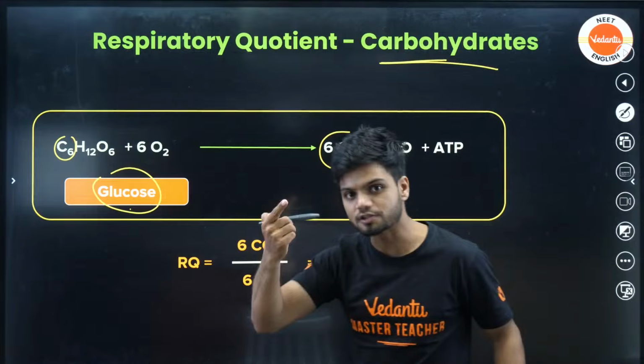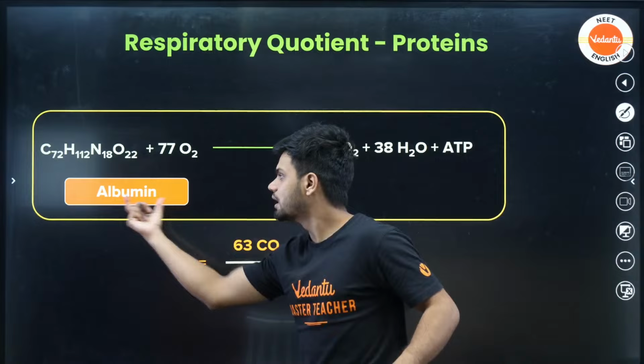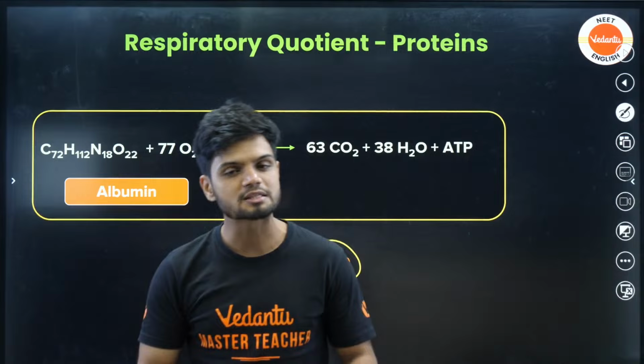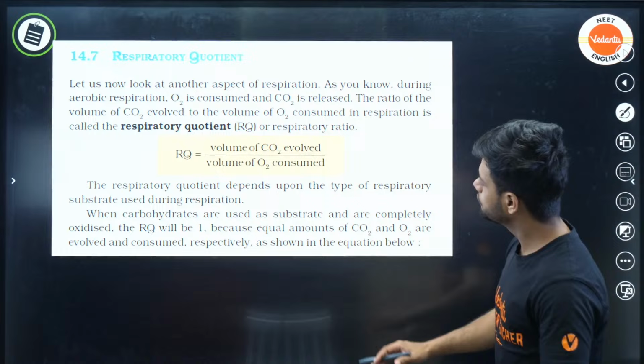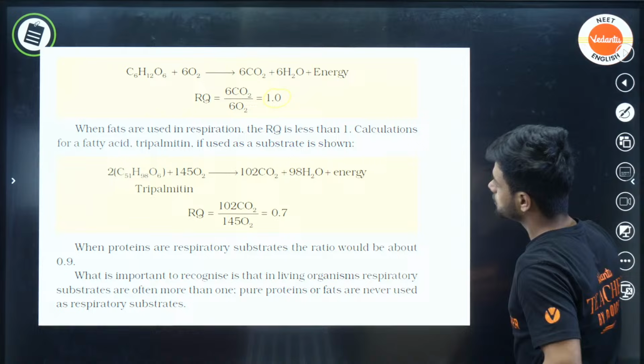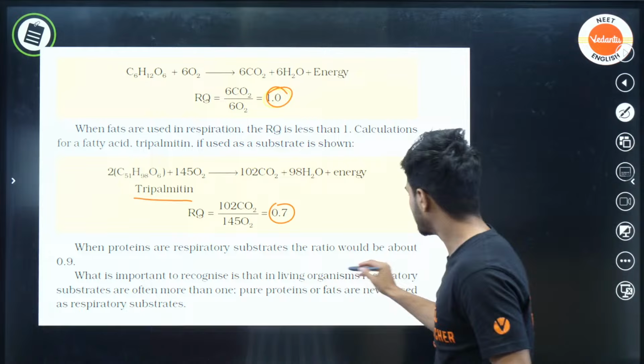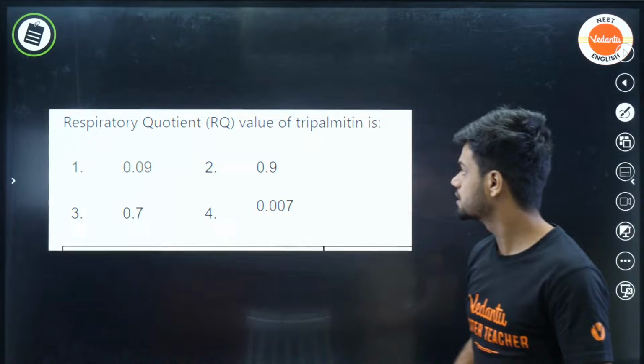Here, tripalmitin. Here, one example I've given you is albumin, which is a type of protein. And for protein, the respiratory quotient is 0.9. Clear? Now, if you look at your NCERT, this is what is given: 1 for your carbohydrates. Tripalmitin is given 0.7, that example is given here. And for your proteins, it would be 0.9.